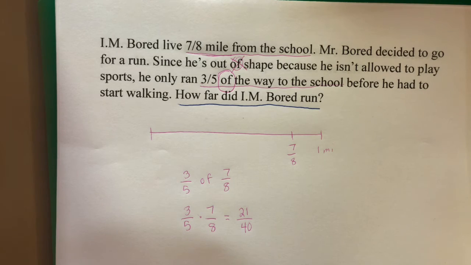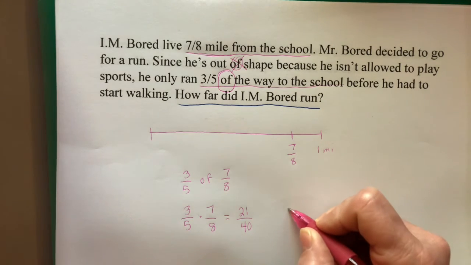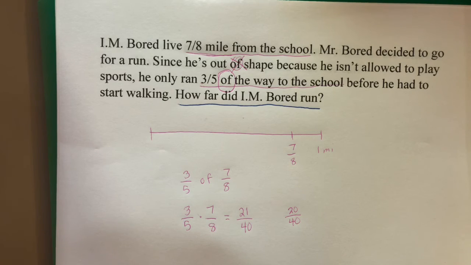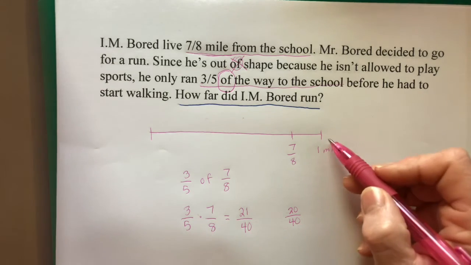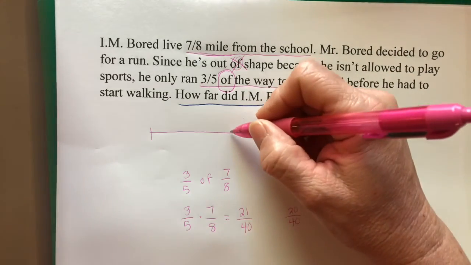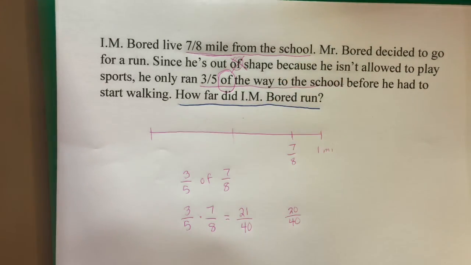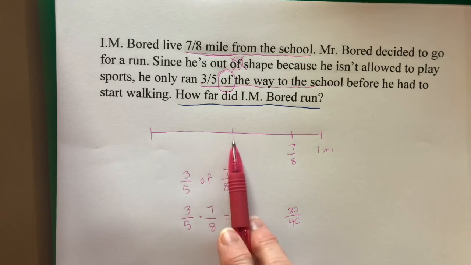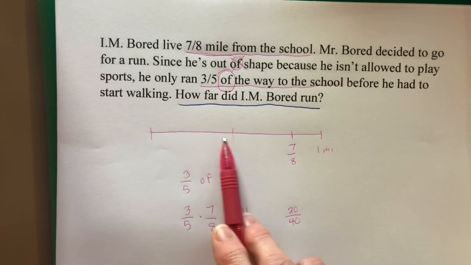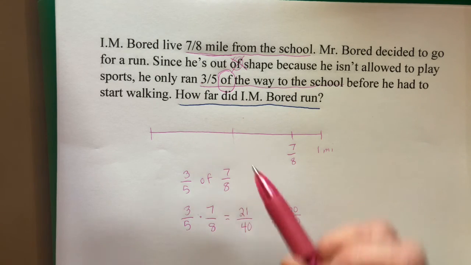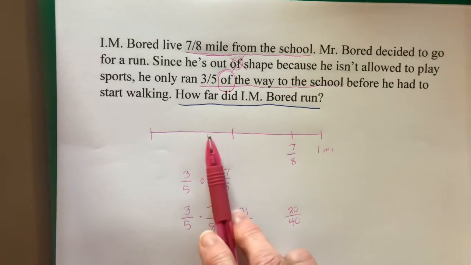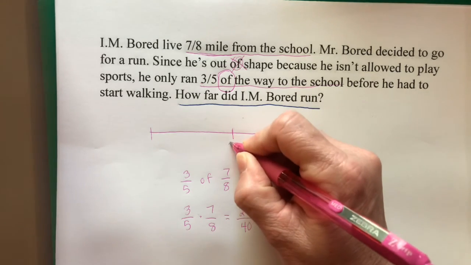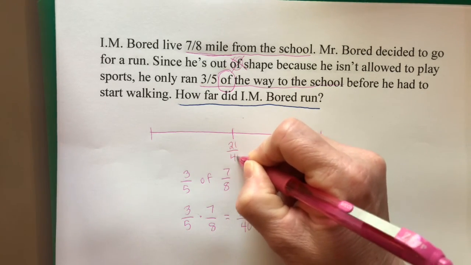21/40, that's about 1/2 because 20/40 would be equal to 1/2. So he ran about 1/2 of a mile, right? So that's somewhere around here. Now let's look at our picture. If this is halfway to a mile and he ran 3/5 of the way to 7/8, 3/5 is more than halfway to 7/8. Our answer is in here. It's a little more than halfway to the whole distance. And so this 21/40 makes sense.